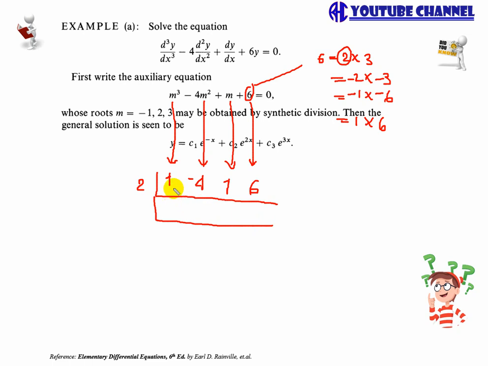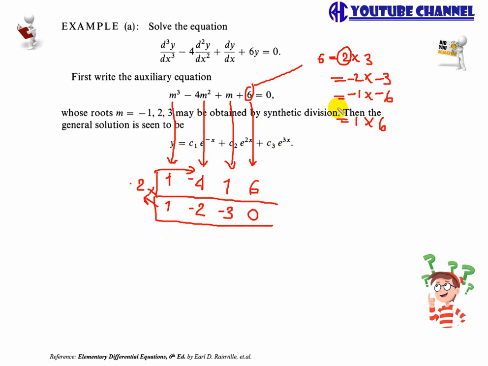The result here needs to be 0. So the process is, bring down the first coefficient, then multiply. 1 times 2, 2, then plus negative 4, so that is negative 2. Negative 2 times positive 2, negative 4, plus 1, that is negative 3. Negative 3 times 2, negative 6, plus 6 is 0. So it became 0, which means 2 is one of the roots of this equation.